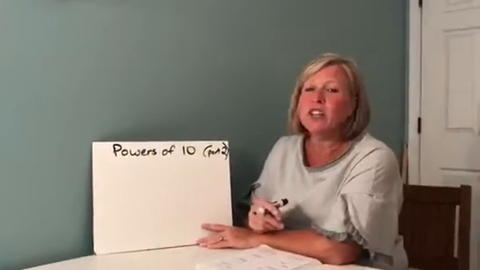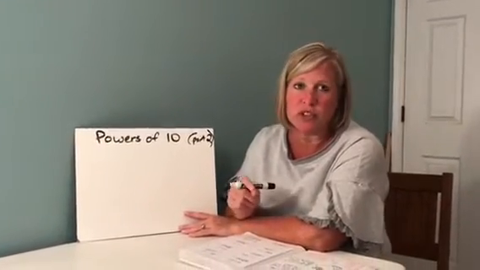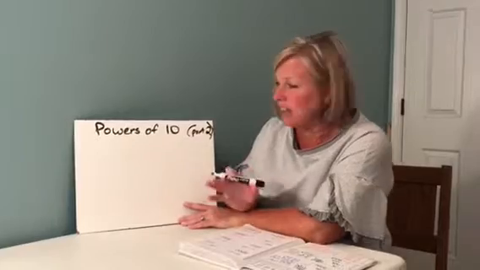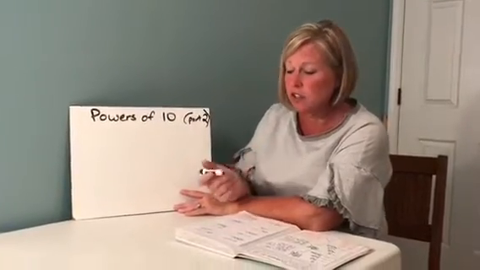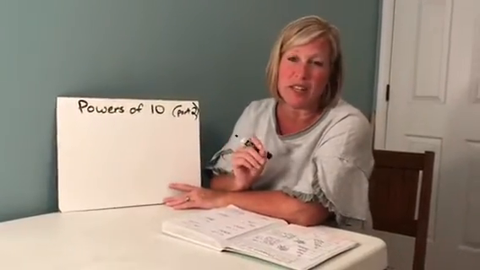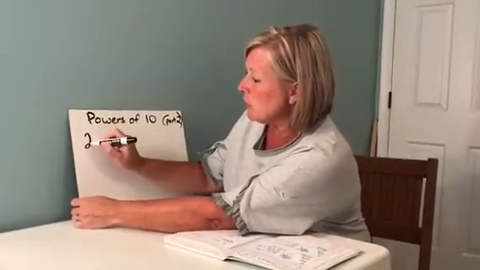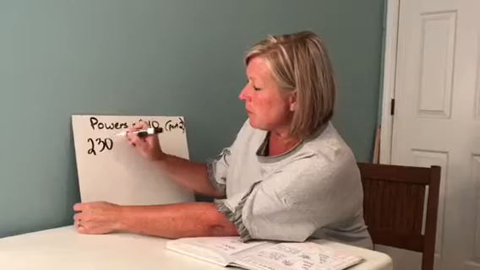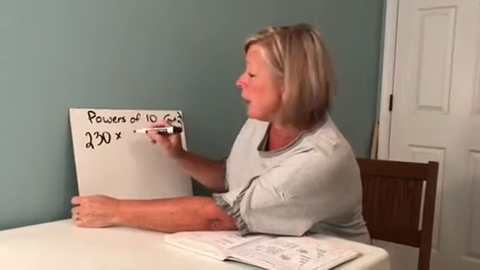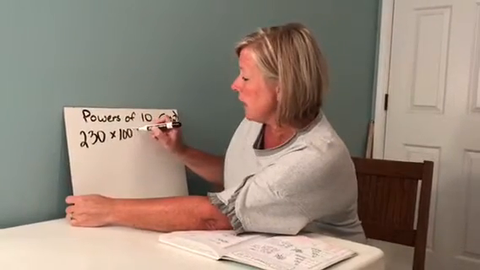Hey guys, I wanted to extend the lesson a little bit more and show you some more difficult problems dealing with powers of 10, okay? Let's just put some zeros on both sides and see what happens. Let's take this number, 230, and let's do times 100, okay?